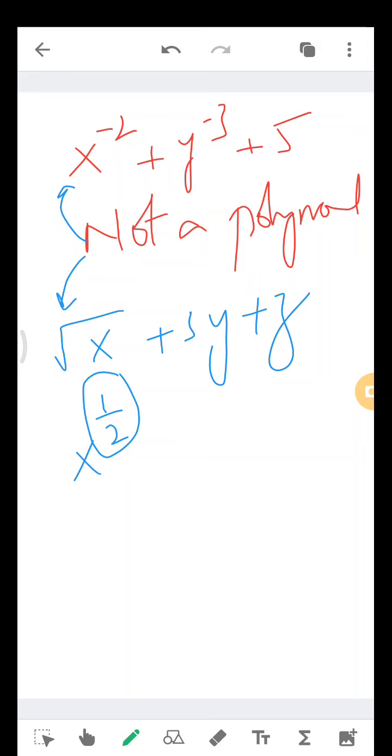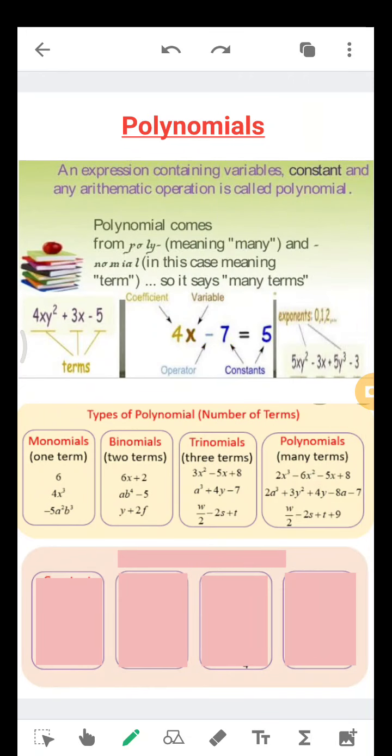So the power should always be a whole number. To be a polynomial, the power should always be a whole number. It cannot be negative or in fraction. So you can observe one thing here, that none of these expressions have negative powers nor do they have the power in fractional form. So these are the polynomials based on number of terms.